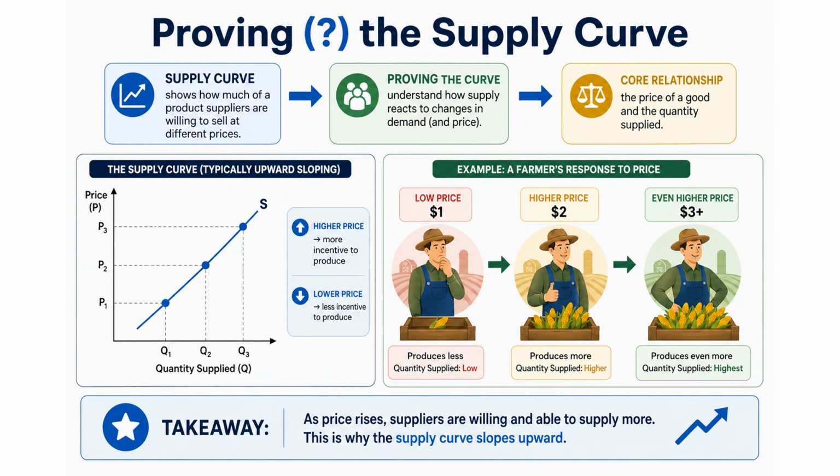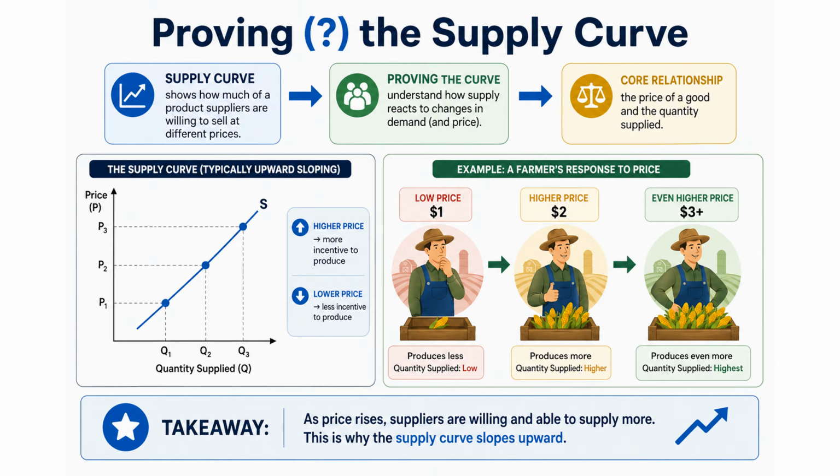The supply curve shows how much of a product suppliers are willing to sell at different prices. Proving this curve involves understanding how supply reacts to changes in demand. Put more directly, the supply curve represents the relationship between the price of a good and the quantity supplied, typically upward sloping, indicating that higher prices incentivize more production.